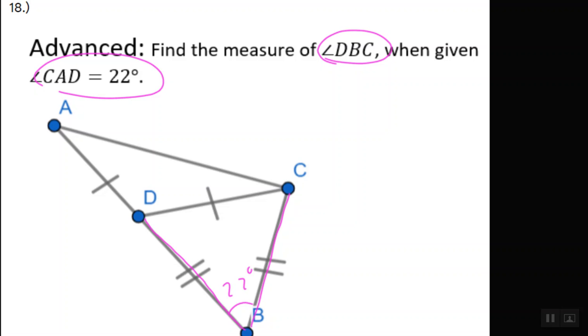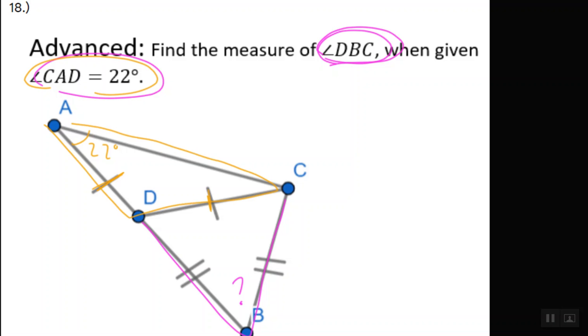And, oh, I'm sorry. My bad, guys. Here, let me pause this. Okay, starting over. For our advanced problem, it says find the measure of angle DBC. Well, guys, see, DBC is over here. When given, CAD is 22 degrees. So, we know that CAD is 22 degrees. Now, notice, what do these markings mean? Those markings mean that this triangle is, in fact, isosceles. This must be the other base angle, and we'll put 22.